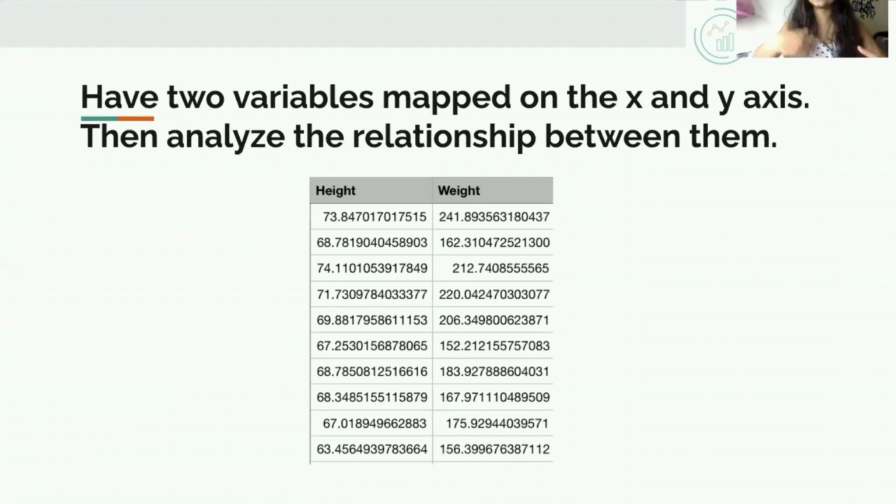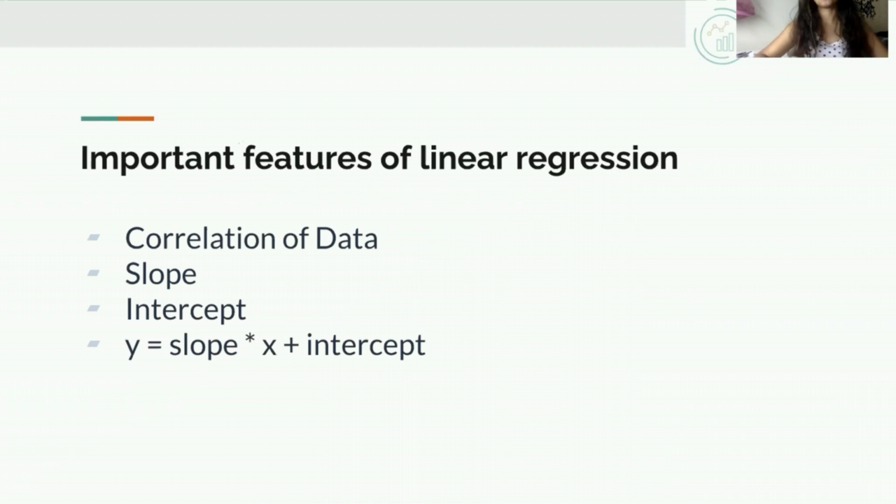And that is pretty much what linear regression is. Again, two variables and the relationship between them. So I hope by now you understand what linear regression is. So now that we have a basic idea of what it is, let's get into the more mathematical part of it, right? And so there are four important mathematical things about linear regression. I'm going to go more in depth into each one of these. But the first one is correlation of data.